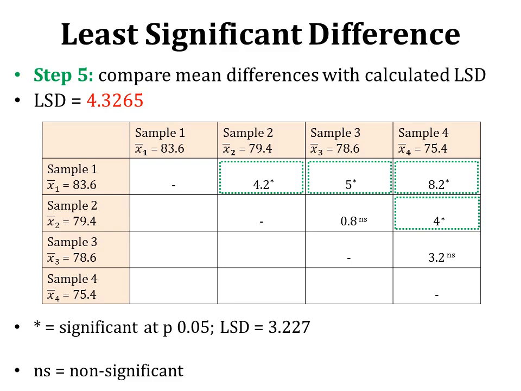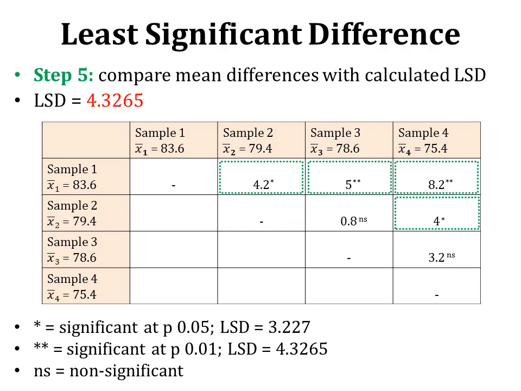Now the next difference is 5, right? So the difference between sample number 1 and 3 means is 5, and this is greater than LSD at 0.01. So we are going to place another asterisk, right? Now what does this double asterisk mean? This double asterisk means that this value is significant at the probability level of 0.01, right? Which in this case is the LSD value of 4.3265. Then the next pair is sample number 1 and 4, and the difference is 8.2, which is also greater than LSD. So we are going to add another asterisk over here.